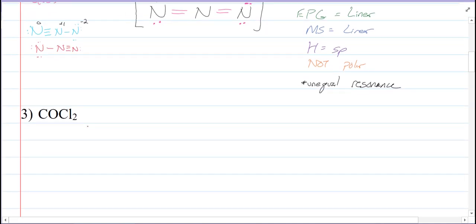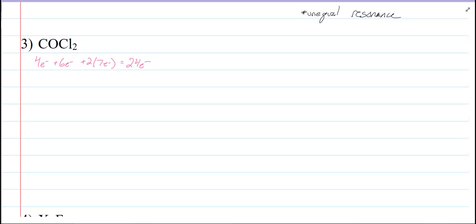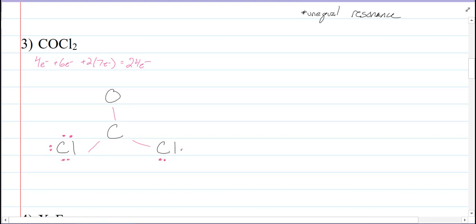COCl2, electron count. 4 plus 6 plus 2 times 7. So that's 24 electrons. How is it arranged? Well, carbon's probably in the middle. It's written first and the least electronegative. 2, 4, 6, 8, 10, 12, 14, 16, 18, 20, 22, 24. Wonderful. Except carbon's not full. So what do we do with carbon here?